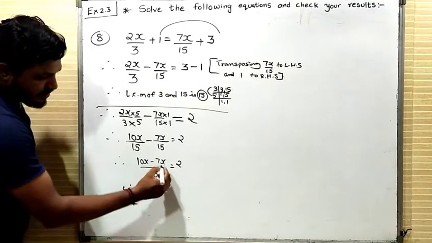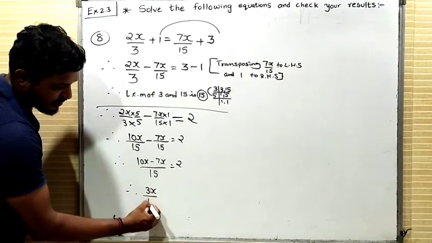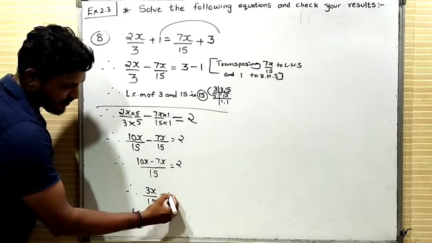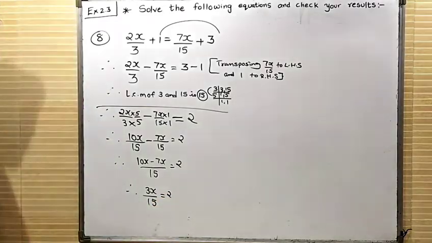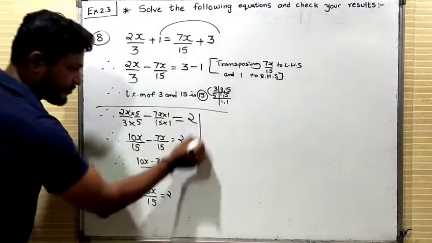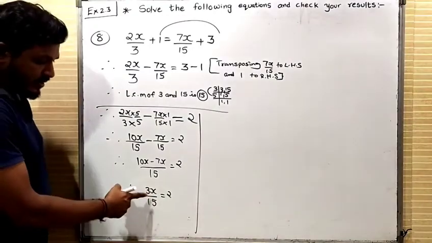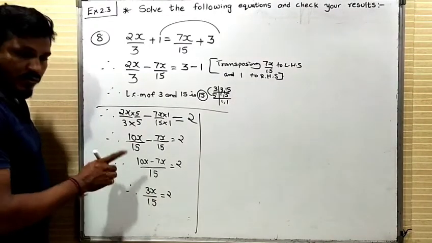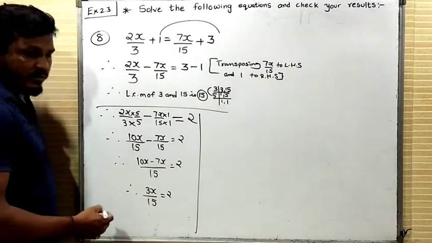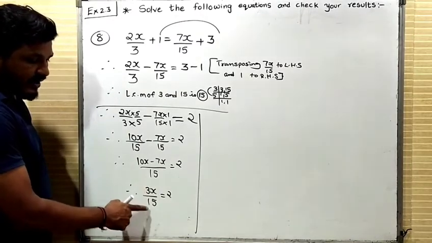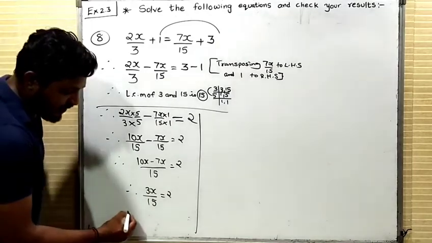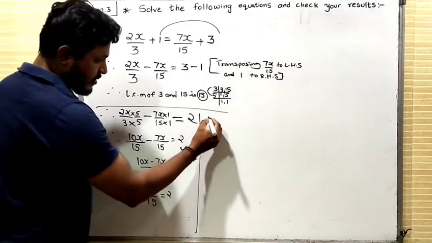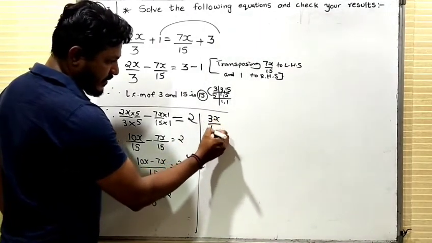Now 10 minus 7 gives 3x by 15. Now dear student, with x, 3 is there and 3x is divided by 15. How will you get the value of x? Now I need to eliminate this 3 and 15 both. So what you will do, first write it as it is, 3x by 15.